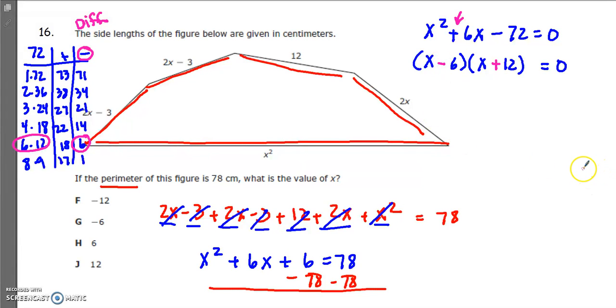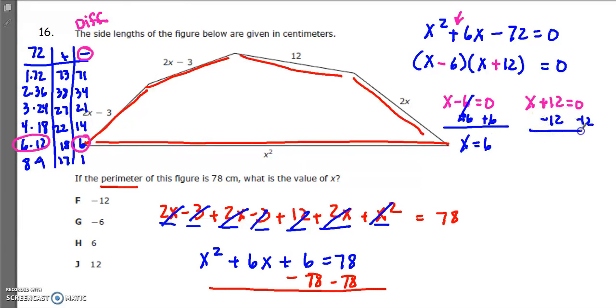Okay, now that it's factored, I have to set each parentheses equal to 0 and then solve for the x. So to solve for my x here, I am going to add 6 to both sides. And I'm going to end up with x equals 6. Here I'm going to subtract 12 from both sides. And I'll end up with x equals negative 12. Because this is an actual value, like it's a measured value, right? It cannot be a negative number. So the negative 12 is not going to work for us. So it has to be the positive 6. So if we look down here, H is going to be our correct answer.